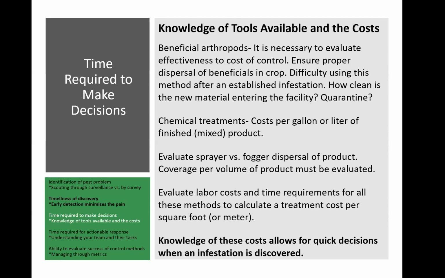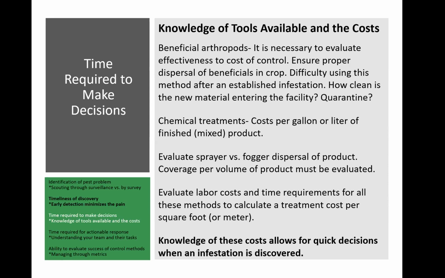Foggers are great. I'm a big advocate of foggers, but not every crop works with a fogging system. You might have younger crop right next to an older crop that could maybe not be able to handle the fogging, the velocity of air going over it, or for whatever reason. But recognizing your cost of finished product in a fogger and the amount of square footage or square meters that it covers versus your sprayer. And so coverage per volume of product must be evaluated.